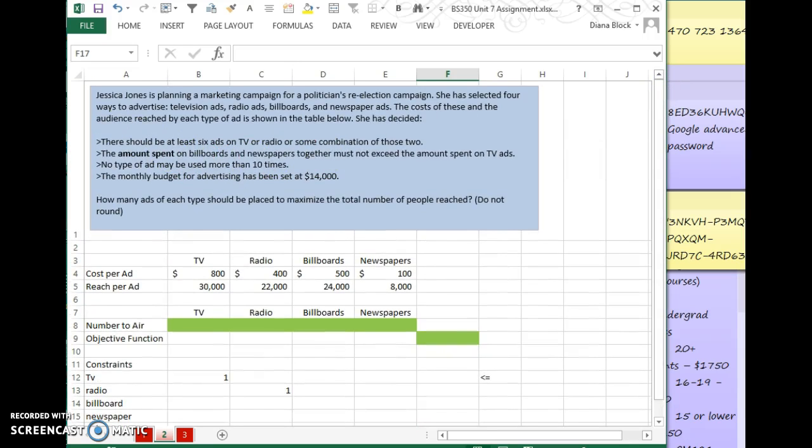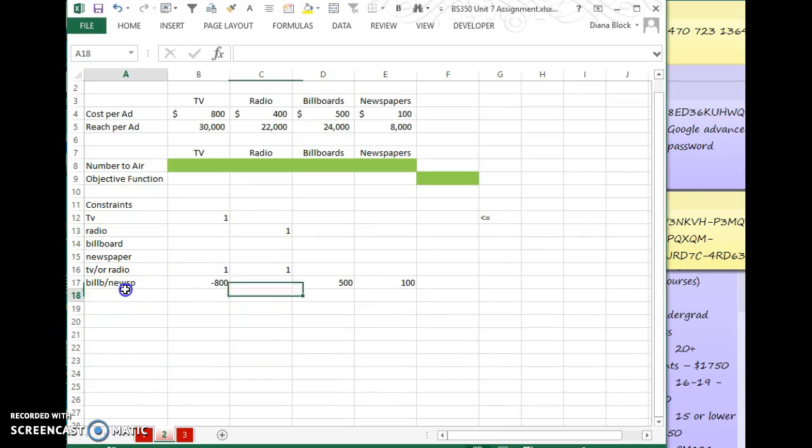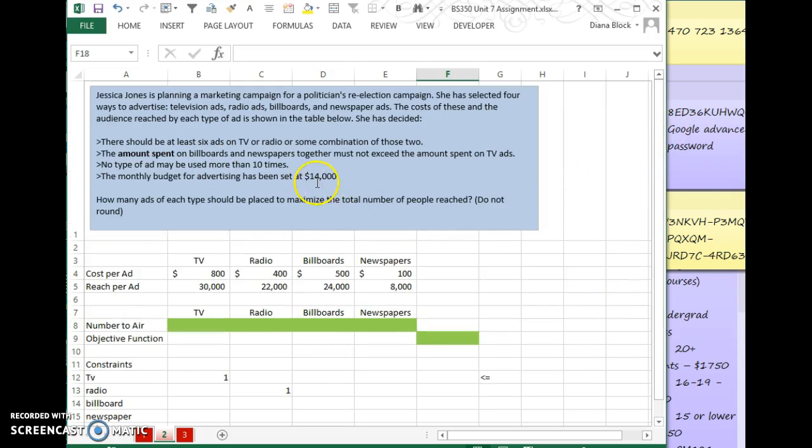Let's see, what other constraints do we have here? The total budget. The total budget has to be less than $14,000. So we also need to put a constraint for that. And so what you'll do is put in the cost of each type of ad, and you'll do your normal SUMPRODUCT, and your constraint is that this number has to be less than or equal to 15,000 or 14,000, whatever the total budget is.